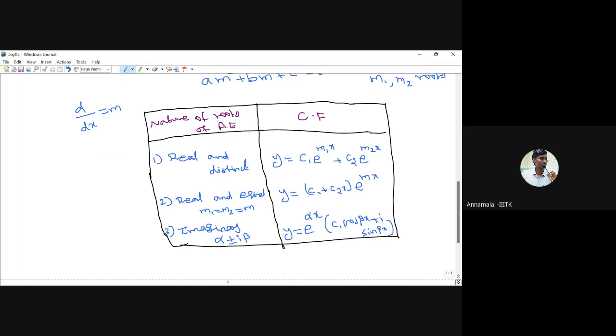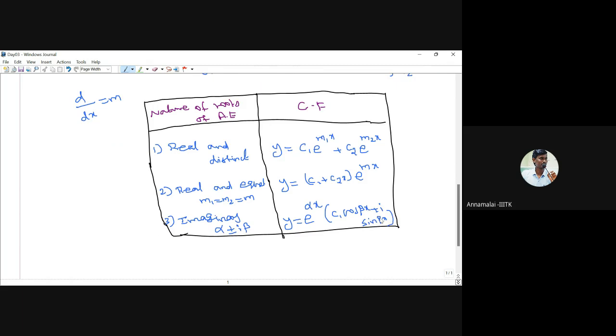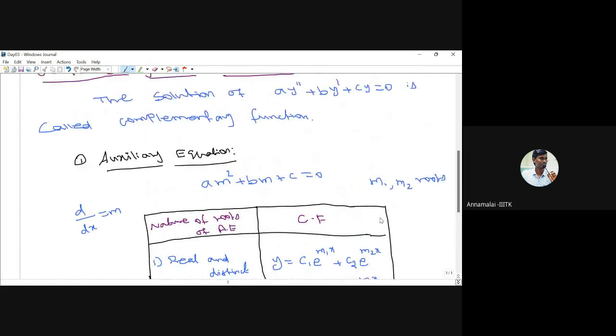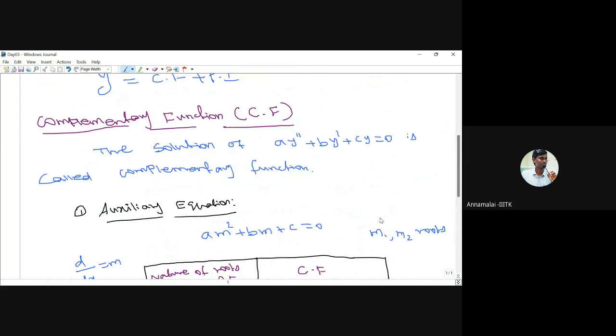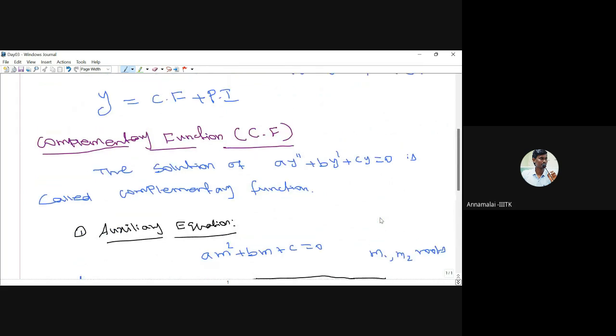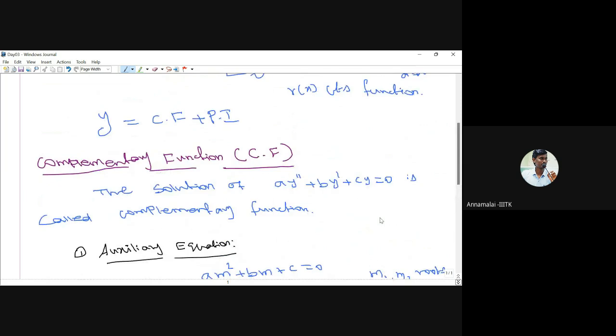So this is a case. This is a method to find the solution of the homogeneous equation with constant coefficients. That solution is called the complementary function. So the next thing is we have to find the particular integral. Anyway, first we solve some problems.